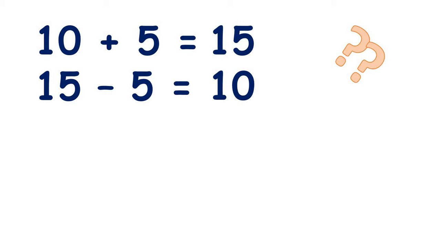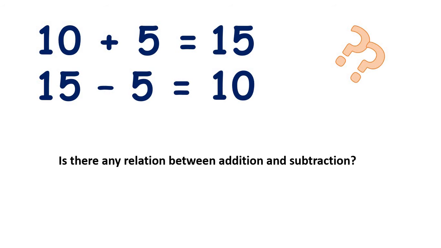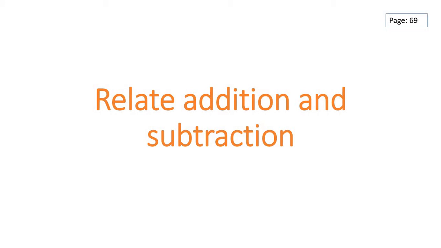Can you see anything here? Any interesting thing? We have 10, 5, and 15 in the first addition sentence. And we have 15, 5, and 10 in the second subtraction sentence. Can you see that? It's interesting, right? So the question now is, is there any relation between addition and subtraction? Yeah, of course, this is called related facts. Let's talk about it more. Related addition and subtraction, page number 69.